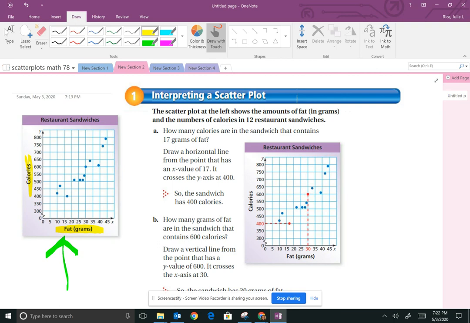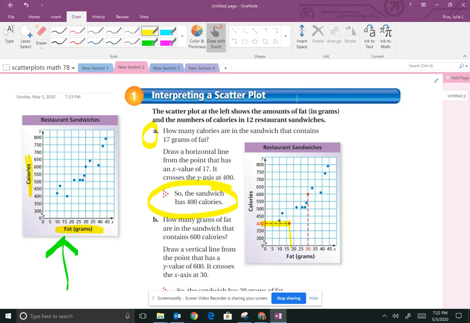Part A says how many calories are in the sandwich that contains 17 grams of fat. It's just like looking at your coordinate pairs: 17 is what you're looking at for the fat, which takes you about right here on the graph. Then you come over to the y and you'd say, okay, that's about 400. So you've done this before just without scatter plots. You've read a lot of data in your math career.